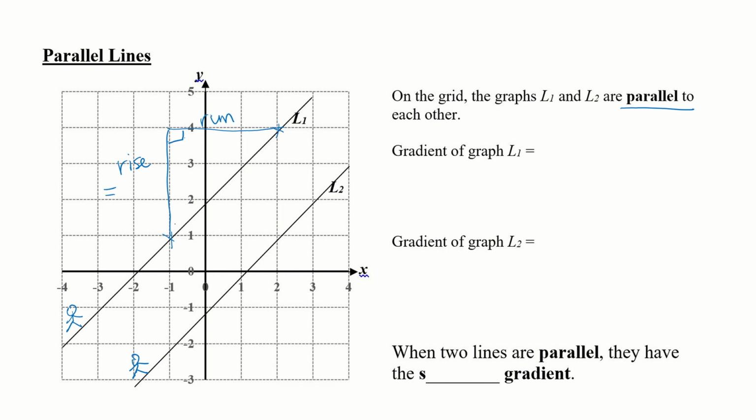What is the value of the rise? Let's count boxes. 1, 2, 3. And what about the run? Let's count the boxes again. 1, 2, 3. So run is also 3. So the gradient of L1, oh wait, we must know whether it's a positive or negative gradient. As I move from left to right, I'm going upwards, guys, so it will be a positive gradient. Positive rise over run.